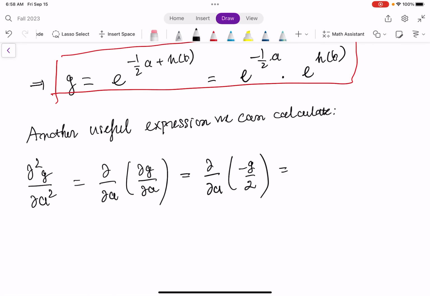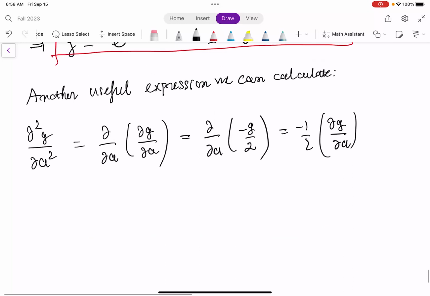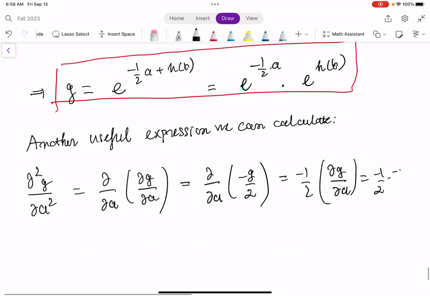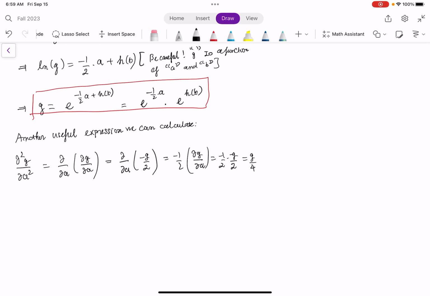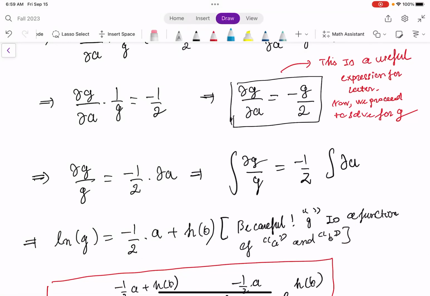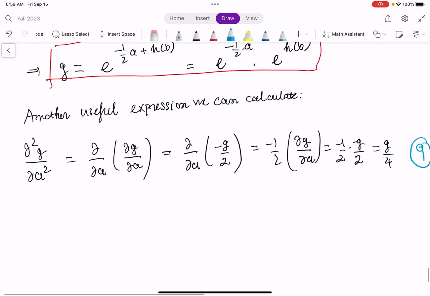So we put negative 1/2 out, and it's just partial g over partial a. We know it's negative g over 2, so we keep on replacing, and we get g over 4. Oh, I totally forgot to label the equation numbers. Just want to keep track of everything here. Okay, 6, 7. Let's call this equation 8, and this equation 9. You see this is some sort of magic, right? You do a lot of transformation, but this will be very useful later.